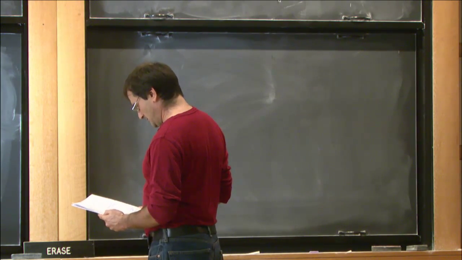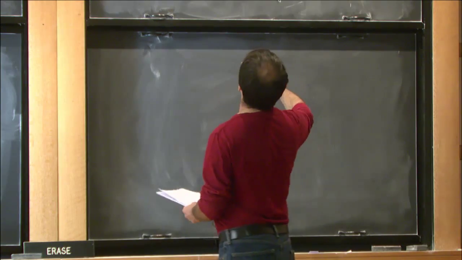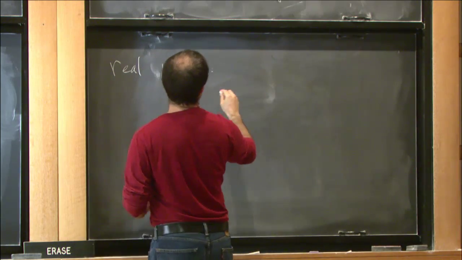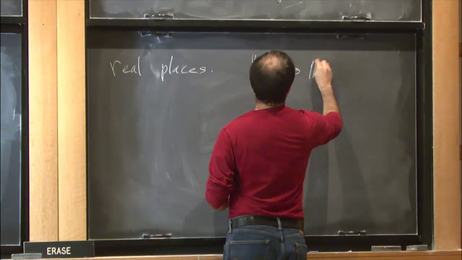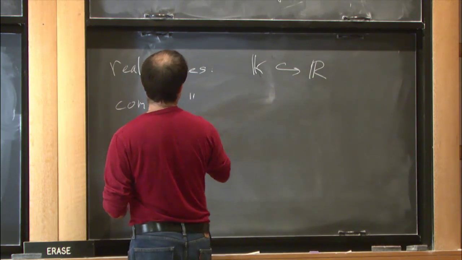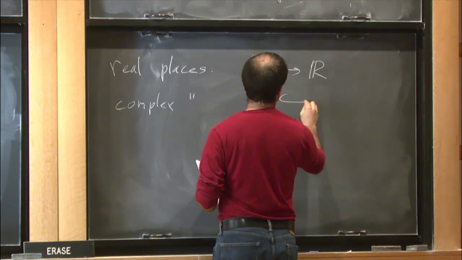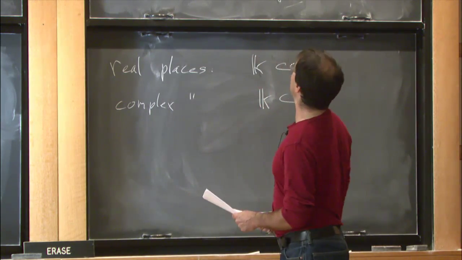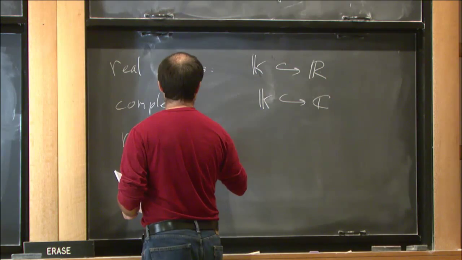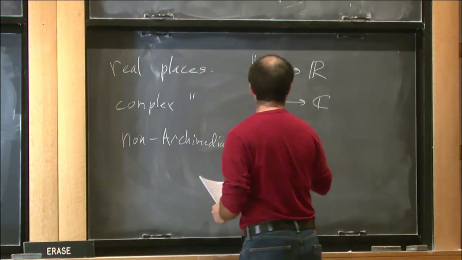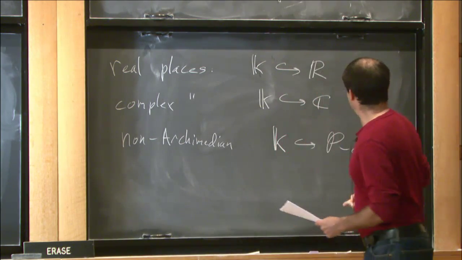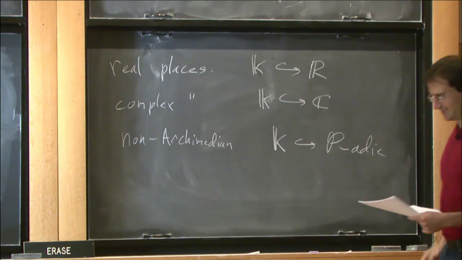Okay, so where are we? Right. So the point is that there are real places, which come from embedding K into the real numbers. There are the complex places, which come from embedding K into complex numbers that are not embeddings into the real numbers. And then there are these non-Archimedean places, or finite places, that are embedding K into, I'll just say, p-adic numbers. And there isn't that much more that we want to say about this.